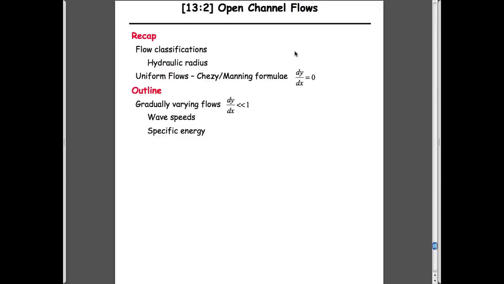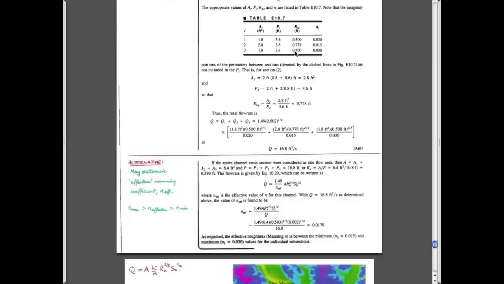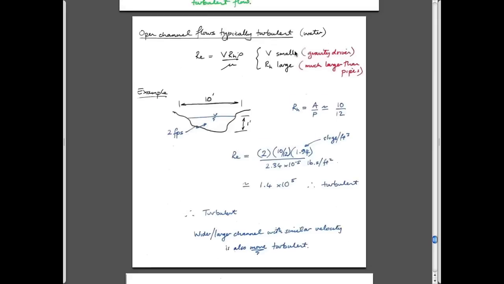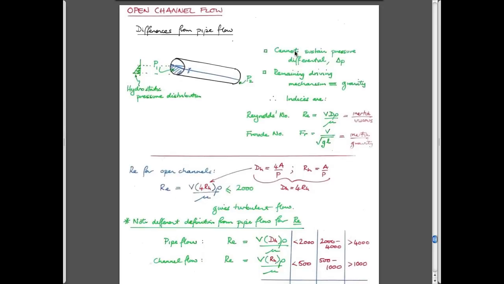So the 5-minute version recap of 13.1 is basically that we'd like to know something about flow in channels. Flow in channels, of course, can be exactly the same as flow in a pipe, as you see in this little figure. The difference is that it's driven only by gravity, not by the pressure, because you can't exert a pressure between the upstream and the downstream because it'll just blow through in the air.